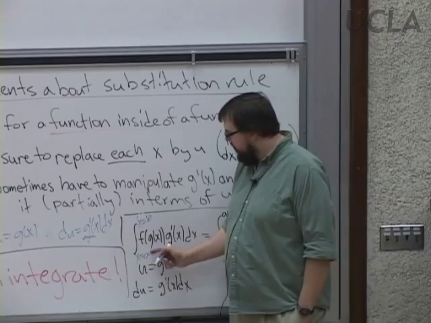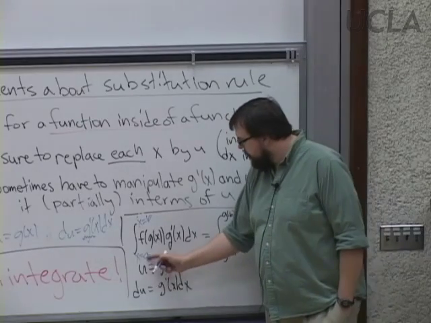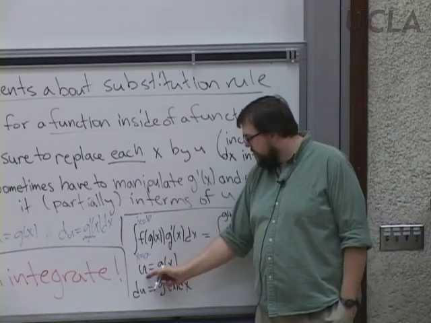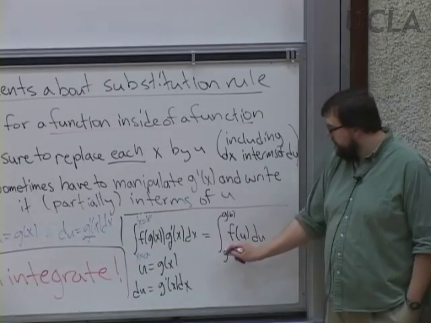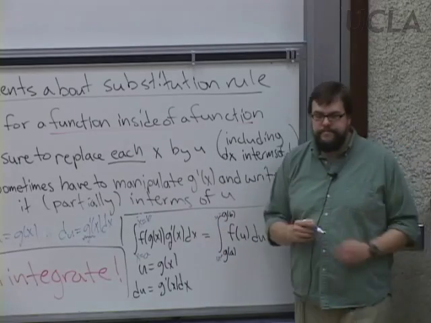So, for instance, if I know x equals a, I plug it in, and I see that my lower bound becomes u equals g of a. x equals b, I plug it in, u equals g of b. That becomes my upper bound. So these are now u values. And now I just keep going.